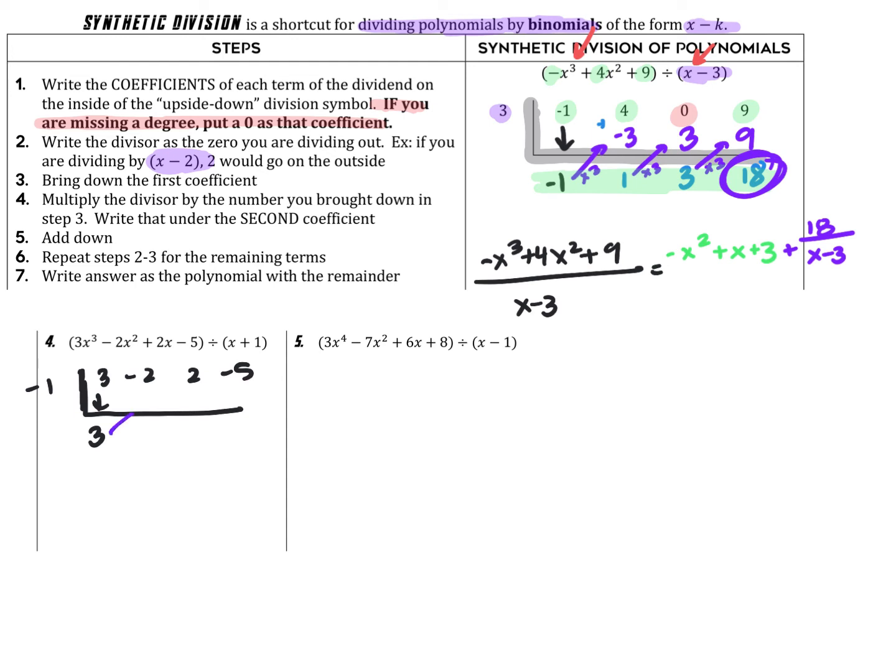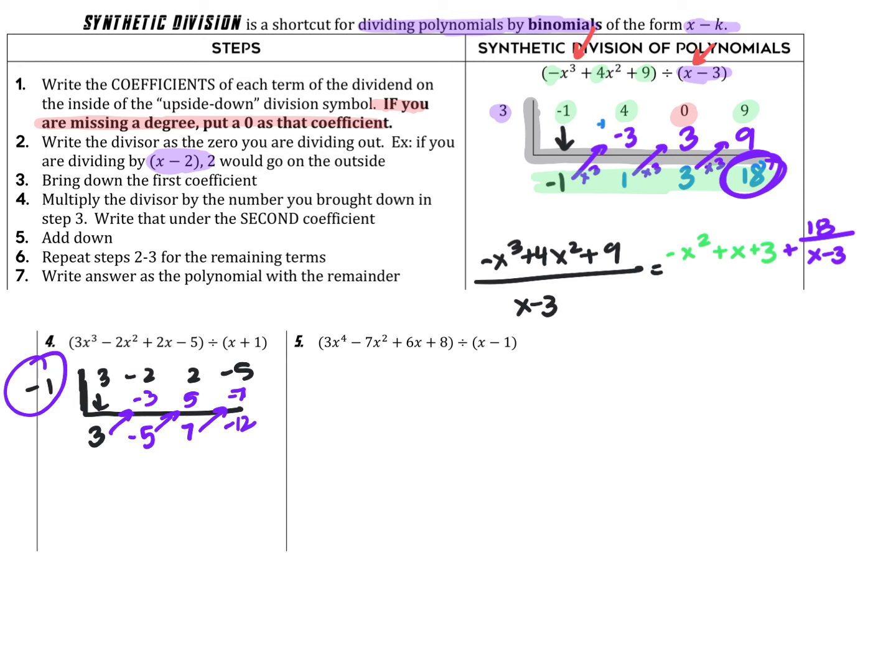Hopefully you had time to pause the video. If I multiply, I get -3. If I add up and down, I get -5. If I multiply, I get +5. If I add up and down, I get 7. If I multiply, and again I'm multiplying by this number, I get -7, and if I add up and down, I get -12.